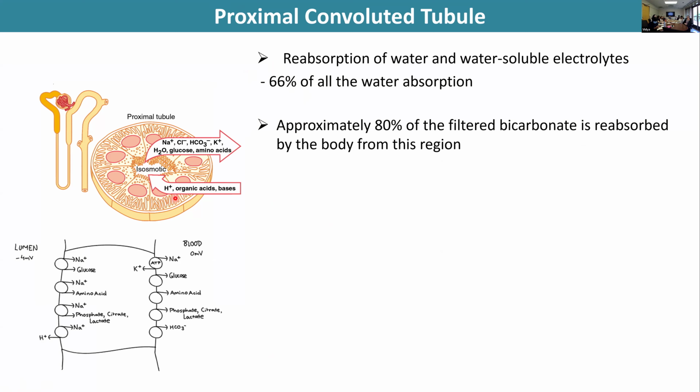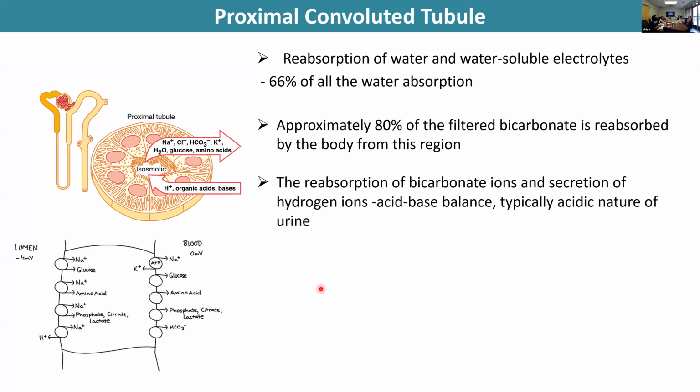And also the bicarbonate ions, about 80% of them, are reabsorbed. This is very important because the bicarbonate comes out and the hydrogen ions get in, which is important for the acid-base balance. If you see the filtrate at this stage, it is isoosmotic. That means the salt content is almost equivalent to the plasma outside, which is around 300 milliosmol. So the ultrafiltrate is around 300 milliosmol.